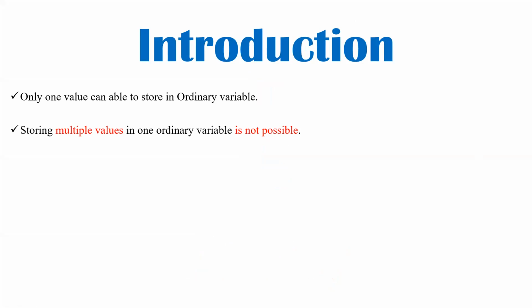In a normal variable, we can store only one value. We cannot store multiple values in an ordinary variable. To store multiple values, we use the concept called an array. So with the same name, we can store more values.